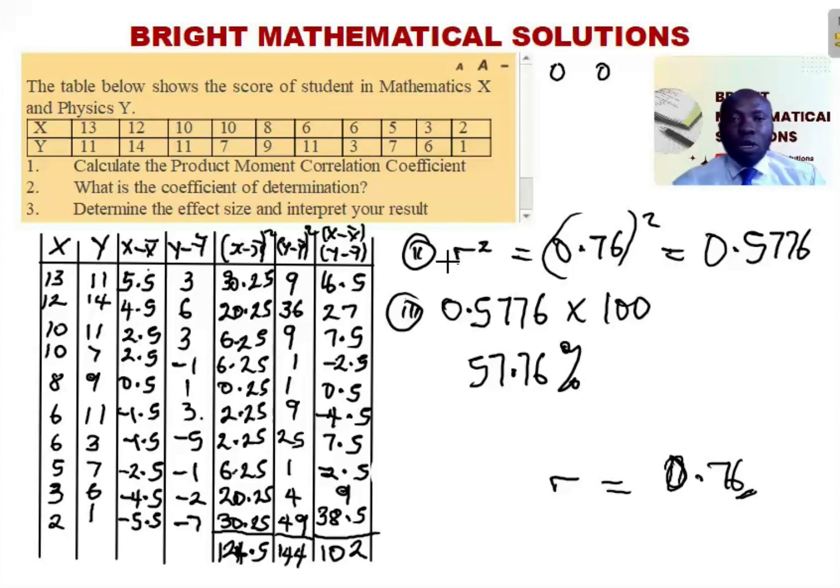So there is correlation between the scores in mathematics and physics. So there is a kind of 57.76% correlation between the results in mathematics and physics. Either physics is affecting mathematics or mathematics is affecting physics. What is established is that there is positive correlation between the two subjects. So that is the solution to the question.